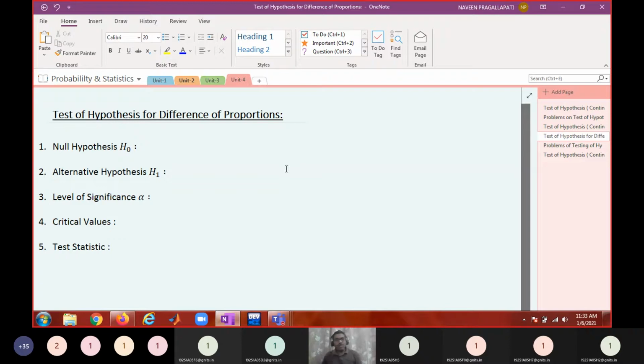Earlier we tested the hypothesis for difference of population means. We tested whether there is a difference between two population means or not, or if there is a specific difference between two population means, like mu1 minus mu2 equal to delta, where delta equal to 0 or delta may be greater than 0. In a similar way, instead of comparing population means, sometimes we may have to compare population proportions. So in that case, how do we test the hypothesis? All of you write down.